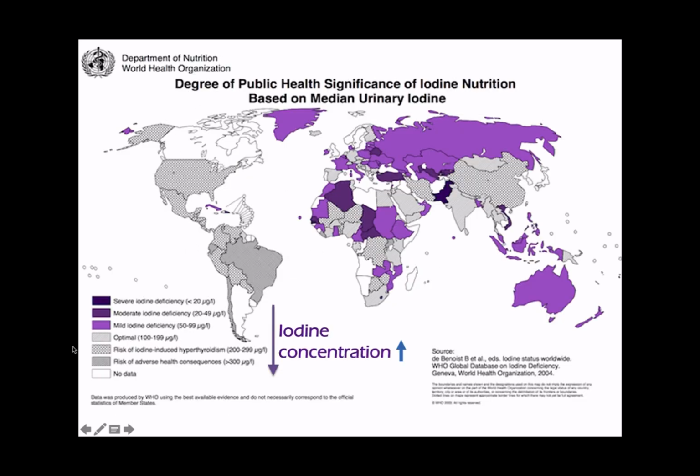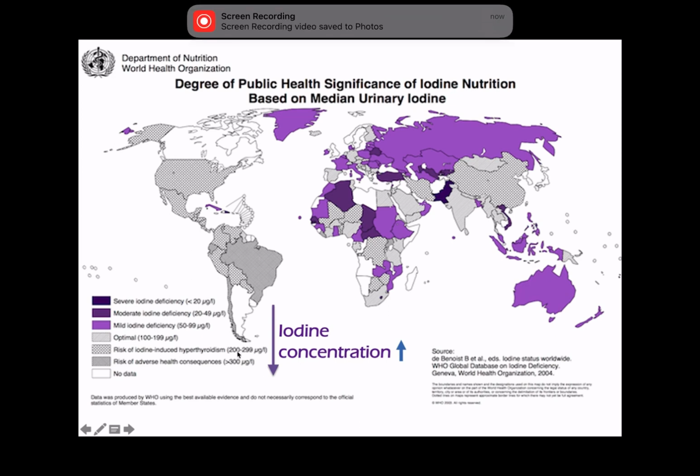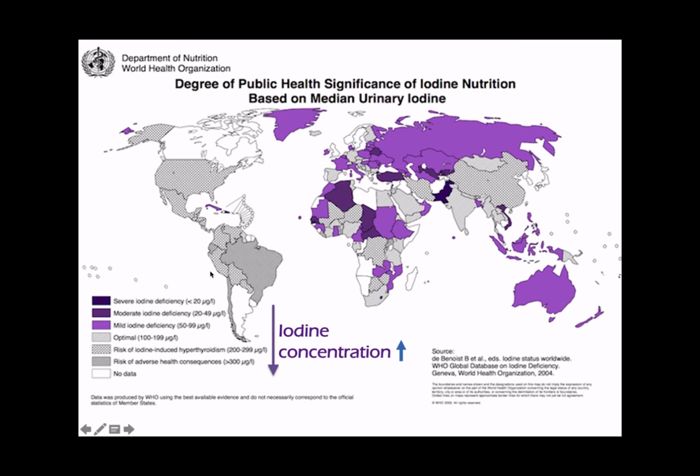For example, as we can see from this map, from dark purple to white is from severe iodine deficiency to high iodine concentration. So as we can see from here to here, the iodine concentration goes up. And while the concentration goes up, patients first suffer from iodine deficiency, and then humans have the risk of iodine-induced hyperthyroidism. So that means that we need iodine, but there's a safe range for iodine. Either too little or too much will cause a problem.